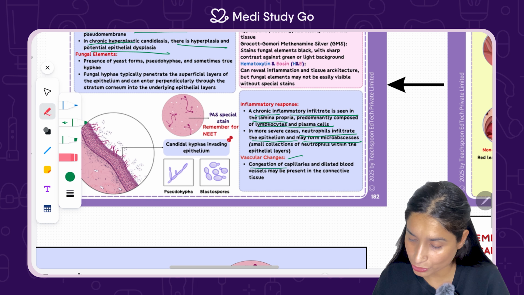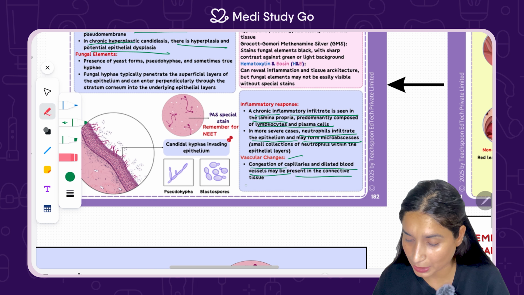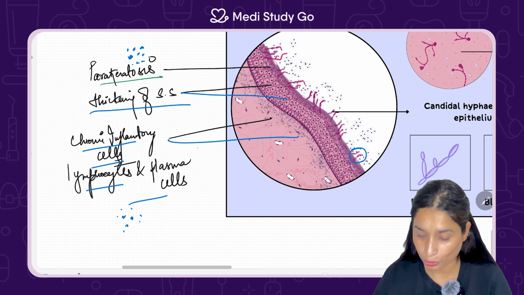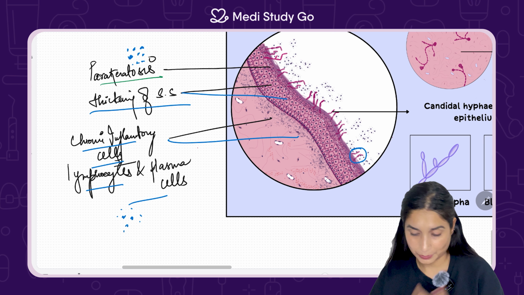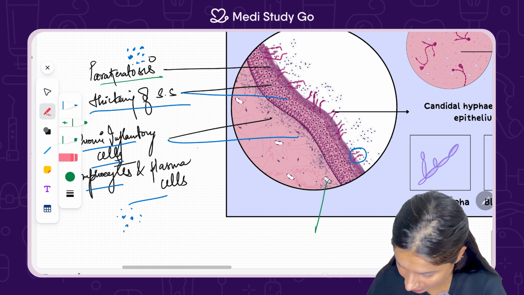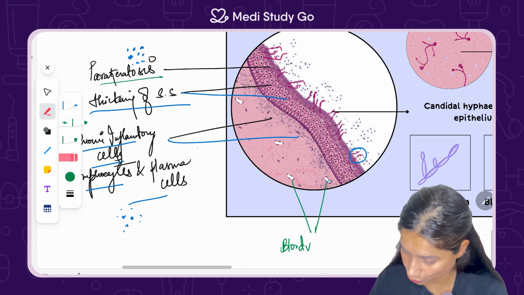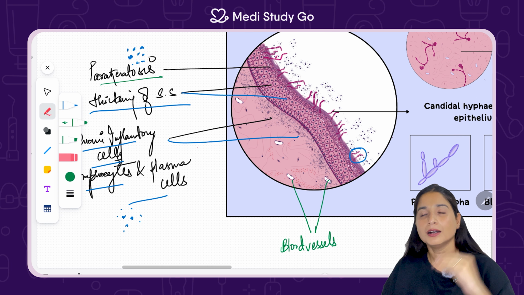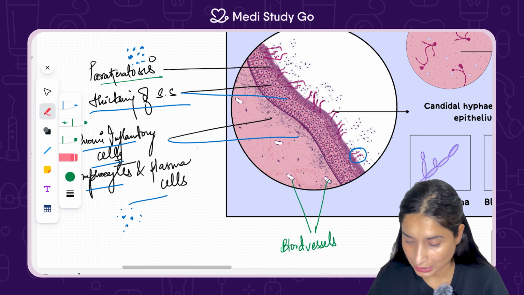Vascular changes, congestion of capillaries and dilated vessels may be present in the connective tissue. So we have seen in the connective tissue that there are chronic inflammatory cells, lymphocytes and plasma cells. Blood vessels are also appreciated. These are the blood vessels, but they are not congested as what we have read above. In some of the cases, the capillaries may be congested. So these are the blood vessels.